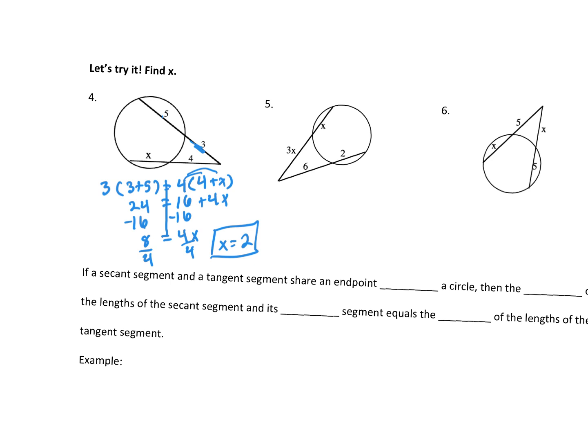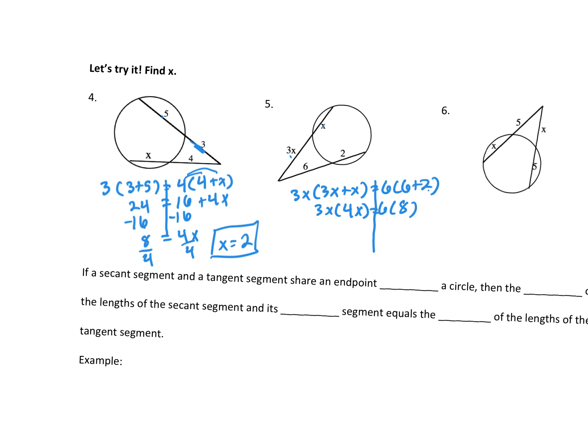Same thing here. Outside times the whole thing. So 3x times 3x plus x, which is the whole thing, equals 6 times 6 plus 2. I'm going to add the 3x plus x. That makes 4x, so 3x times 4x. 6 plus 2 is 8, so this is 6 times 8.